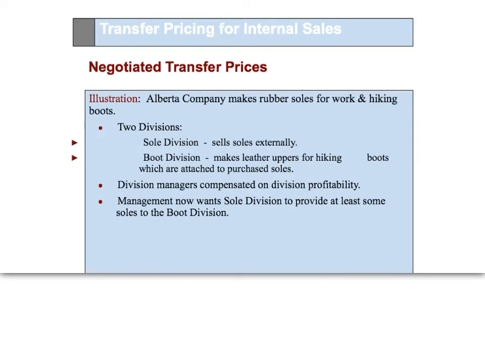Let's begin by taking an example. The Alberta company makes rubber soles for working and hiking boots. There are two divisions. There's a division that makes the sole, and they can sell outside. And then there's the boot division, which makes leather uppers for hiking boots that are attached to purchased soles. Division managers are compensated on profitability of their division, and management now wants the sole division to provide at least some soles to the boot division.